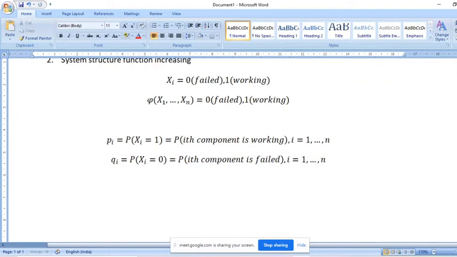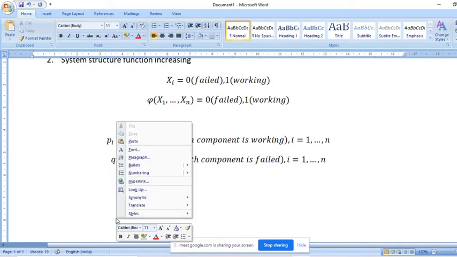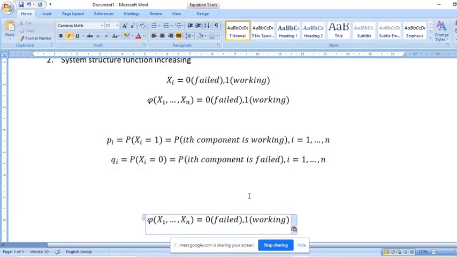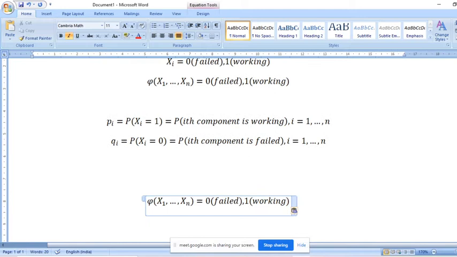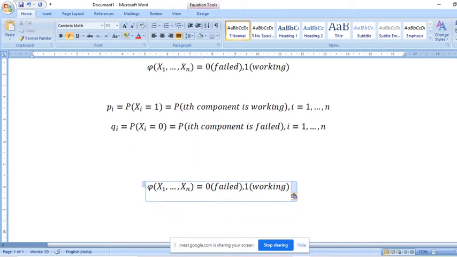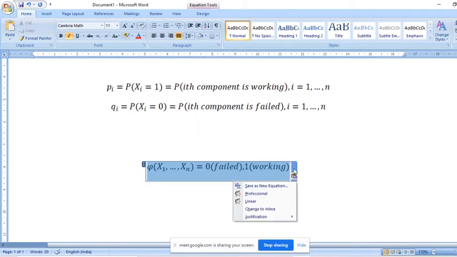You don't know whether your computer or your mobile phone will be working today. If you switch on the mobile phone or the computer, it may be in a functioning state or in a failed state. So the system state will also be a random variable, since the components of the system are random variables. In this case also we can have two values, and we can associate probabilities with these two values.